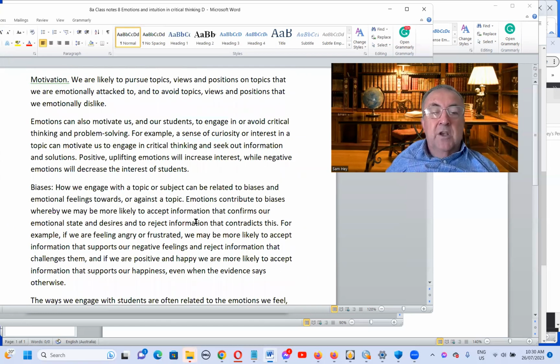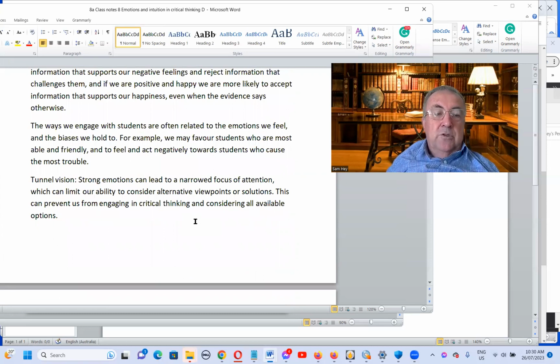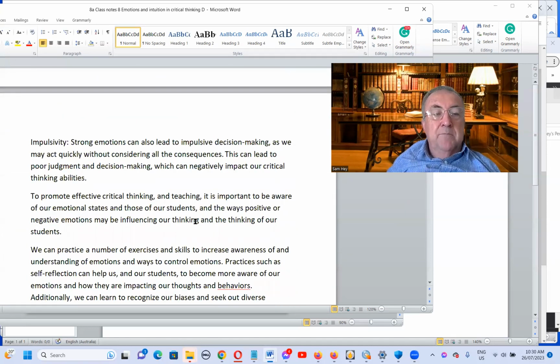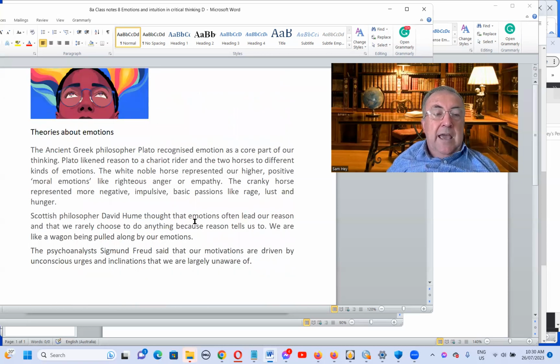They can motivate us, or they can switch off our motivation. They can lead us to biases or lead us towards truth. They can lead to tunnel vision or broader vision. They can promote impulsive action, poor action, or they can promote motivation towards right action.